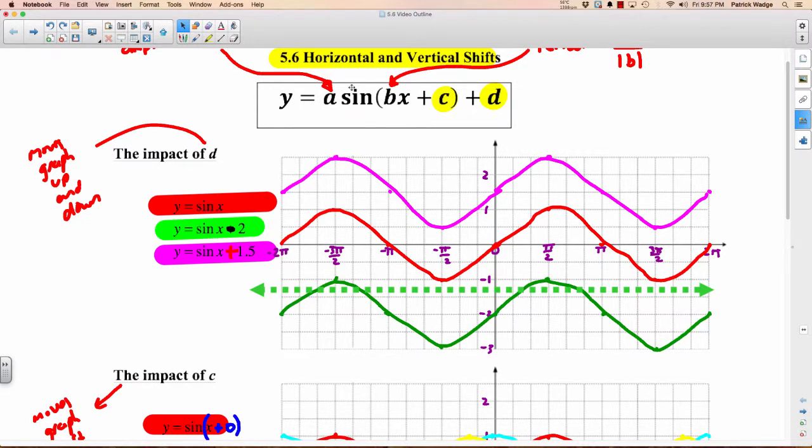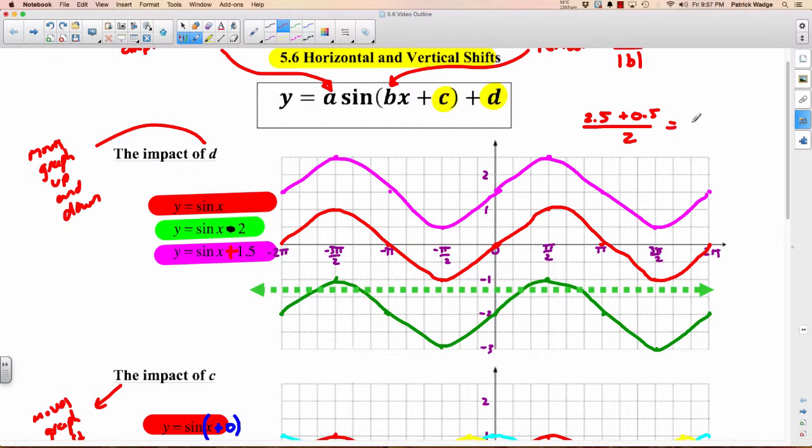So for example, if you wanted to know where the midline goes in this pink one here, what's the maximum value? 2.5. Right here it's at 2.5. What's the minimum value? Well, down here it's at 0.5. So we add those together and we divide by 2.